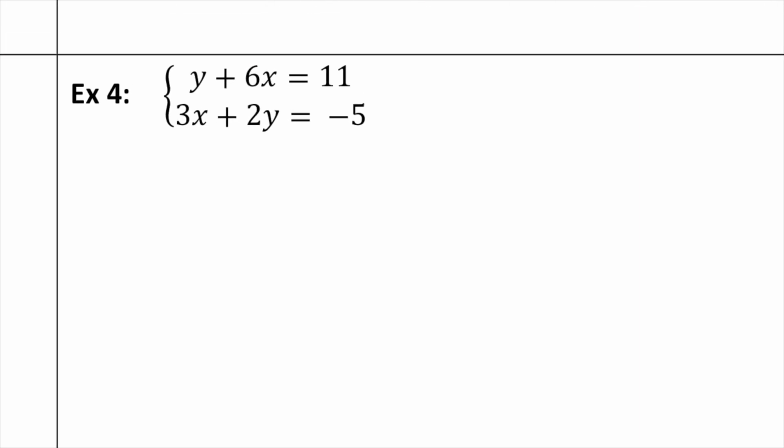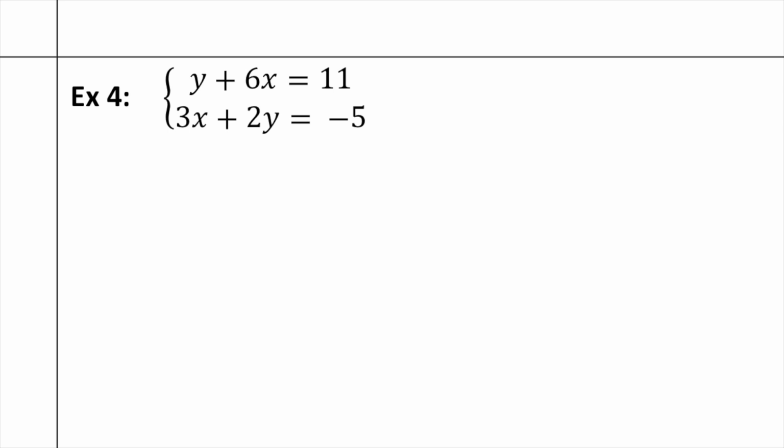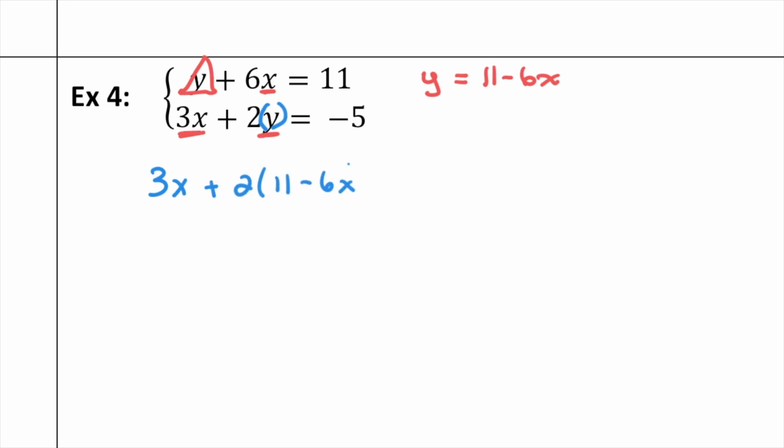Now, for example 4, you have 6x plus y equals 11 and 3x plus 2y equals negative 5, but this y is all by itself. I'm going to solve for y. Isolate y. Y equals 11 minus 6x. Once I've isolated that y, I'm going to replace the y in that second equation. So 3x plus 2 times the quantity 11 minus 6x equals my negative 5.